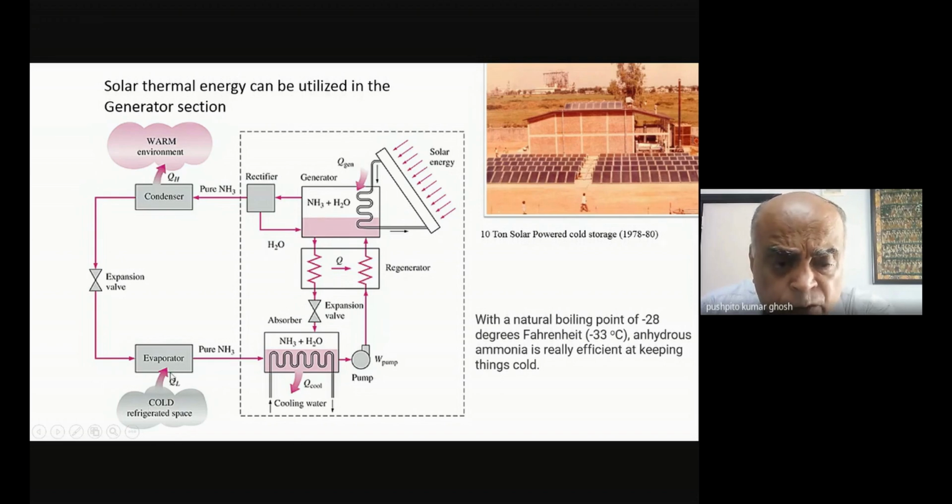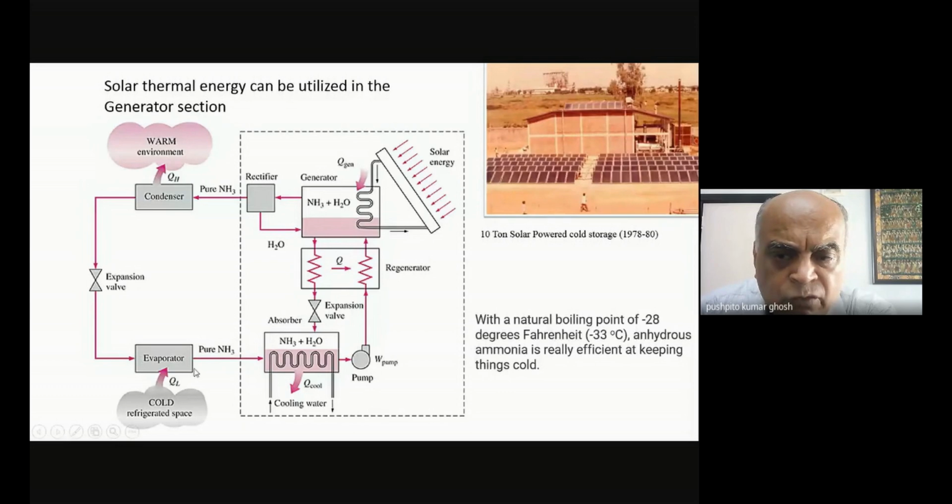Even if you are at, say, a temperature of 5 degrees and you want to go to, let's say, 0 degree centigrade, it's possible to do it here, because the ammonia can evaporate even at 0 degree centigrade temperature, because its boiling point is low. And so it will vaporize.